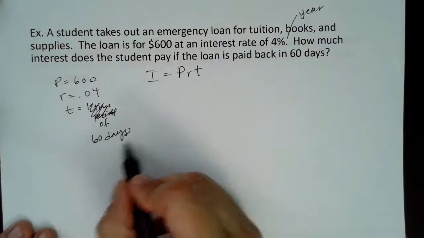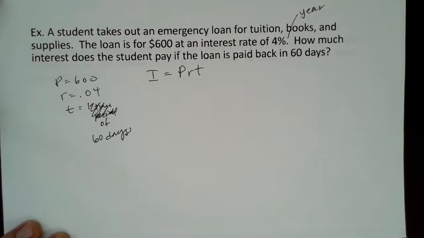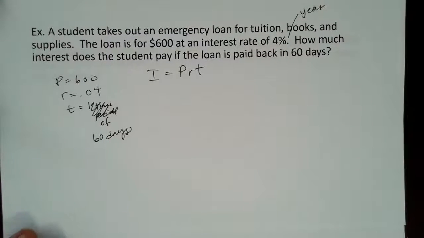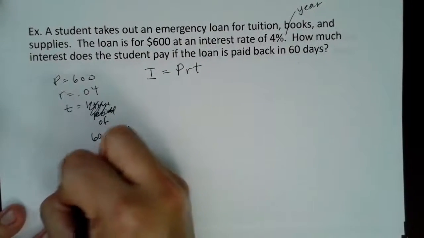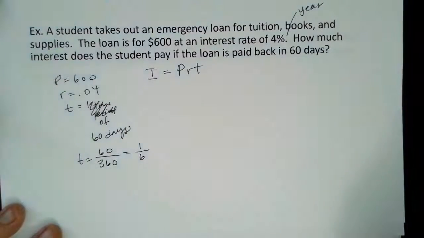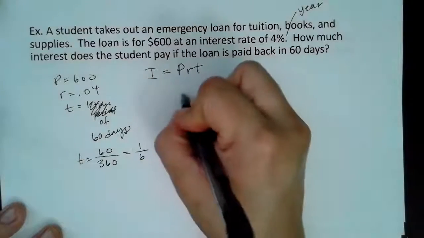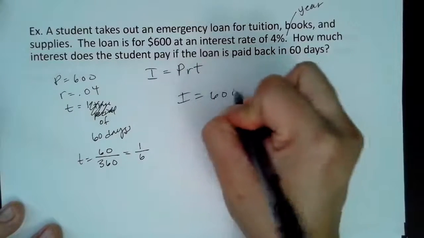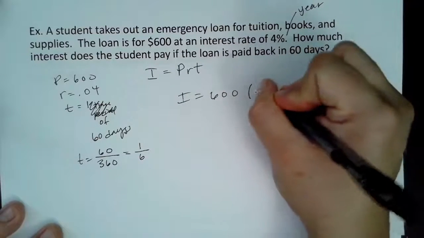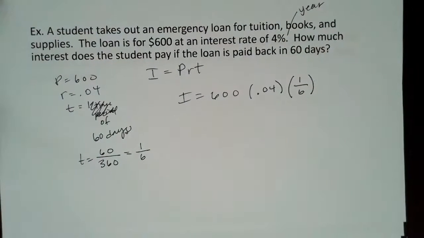So in this case, it's going to be 360 days, approximately 360 days in a year, right? So the time will be 60 over 360. So this is like 1/6 of a year about, okay? So that's what you're going to enter, and the interest is going to be 600 times 0.04 times time, which is 1/6 of a year. So that's the difference here.